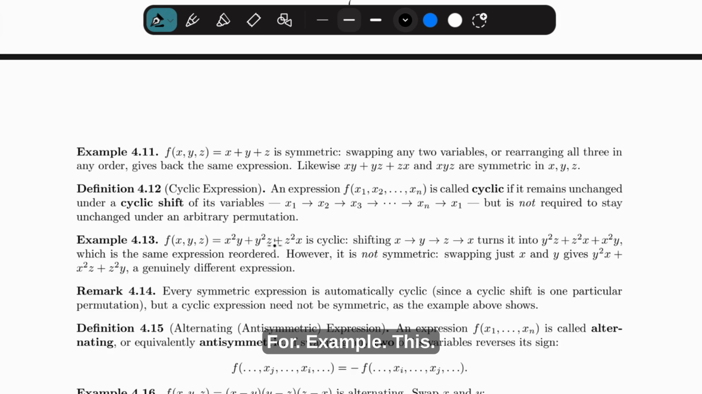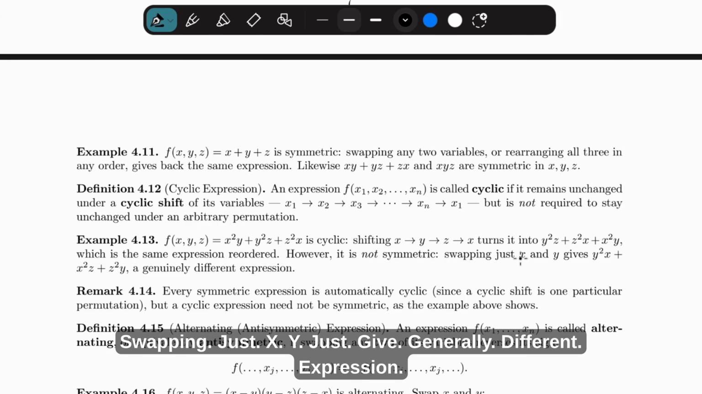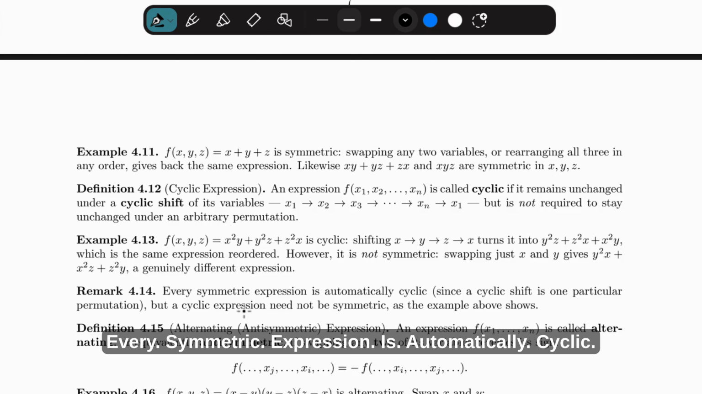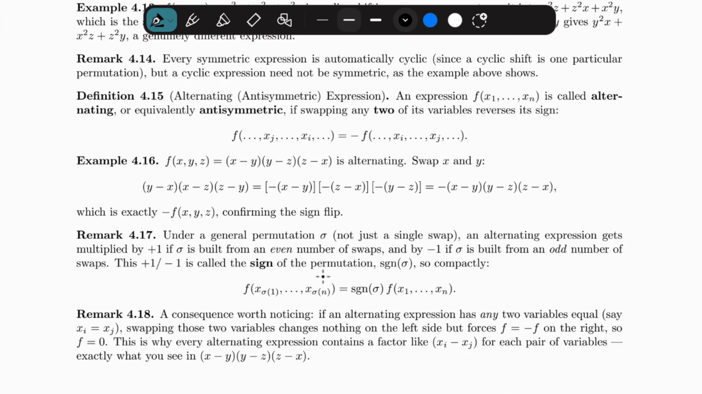For example, this turns into this, which is the same expression rewritten, however it is not symmetric. Swapping just x and y generally gives a different expression. Every symmetric expression is automatically cyclic. Yes, that is true, but a cyclic expression need not be symmetric, as the example above shows.